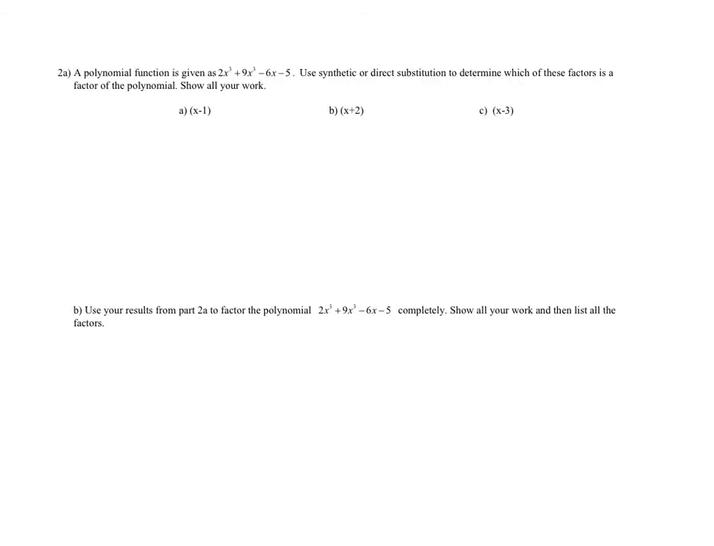So here we are given a polynomial function, and let me make a correction there. That exponent is 2. So the polynomial given is 2x cubed plus 9x squared minus 6x minus 5. And we are given different binomials here. We need to check which one is a factor of this polynomial. So let me do the first one. x minus 1 is equal to 0, so x is equal to 1.